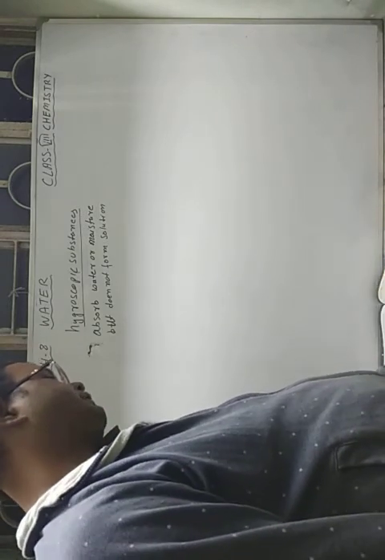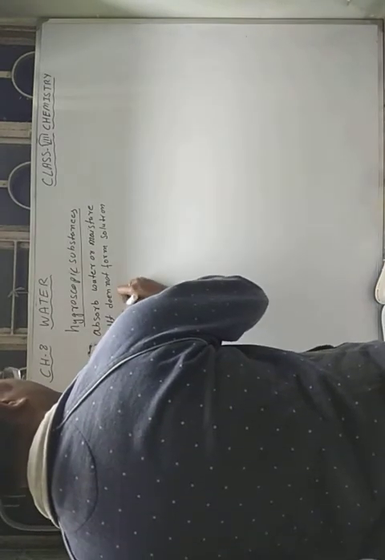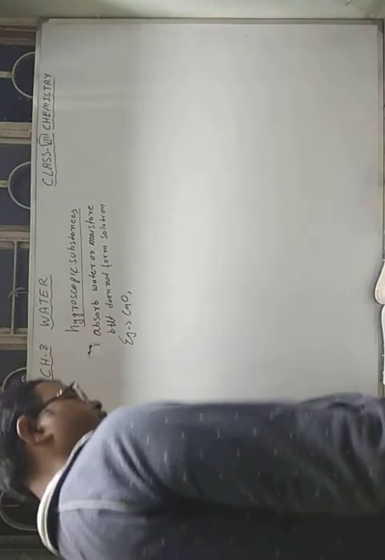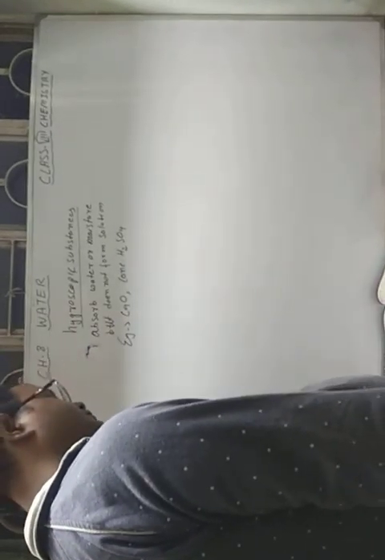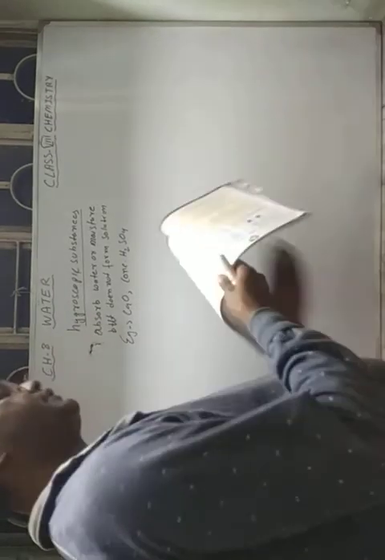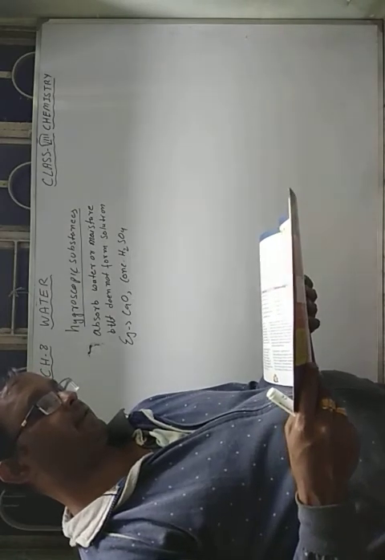Some common examples of hygroscopic substances are CaO, calcium oxide, then conc H2SO4. If you have seen conc H2SO4, you will see that some water droplets are formed around the container in which it is kept. Anhydrous copper sulfate, anhydrous calcium chloride, anhydrous ferrous sulfate. So many examples are there.